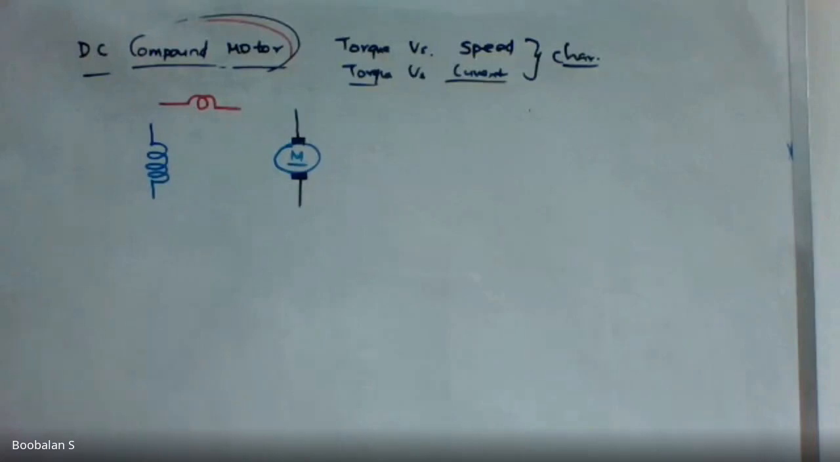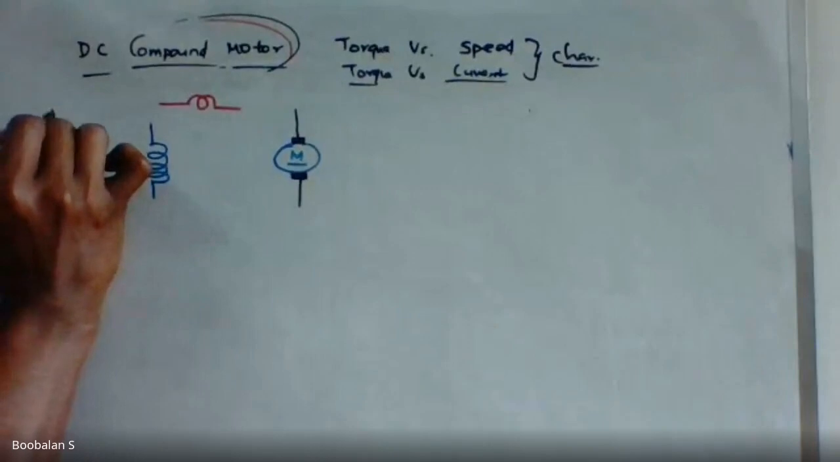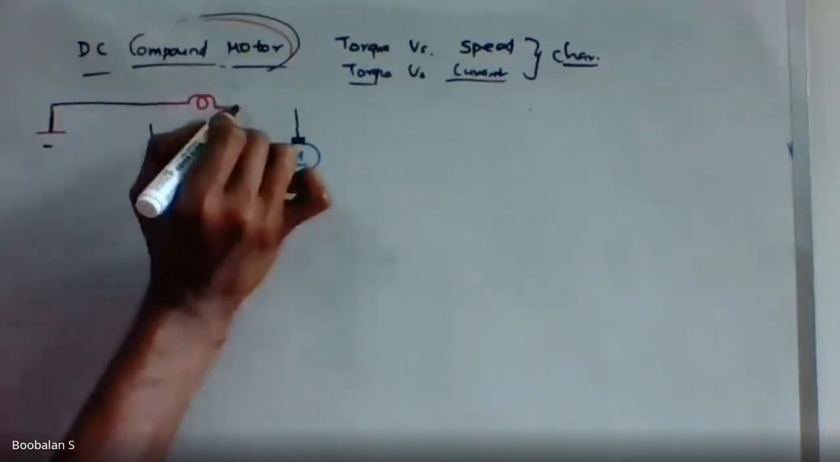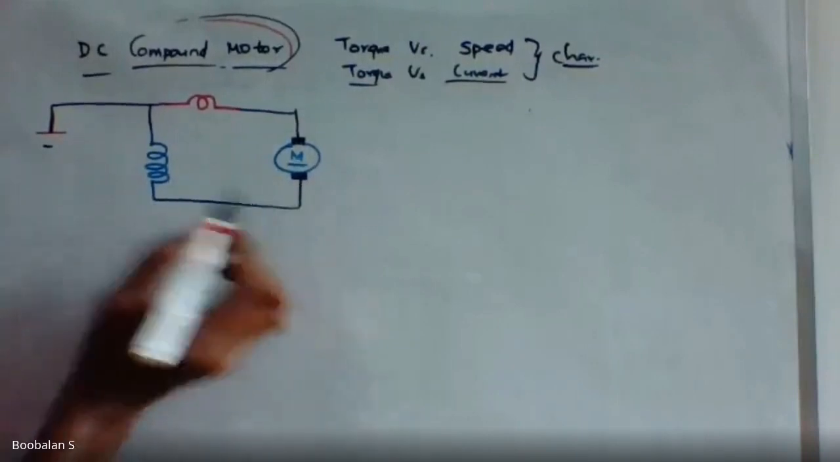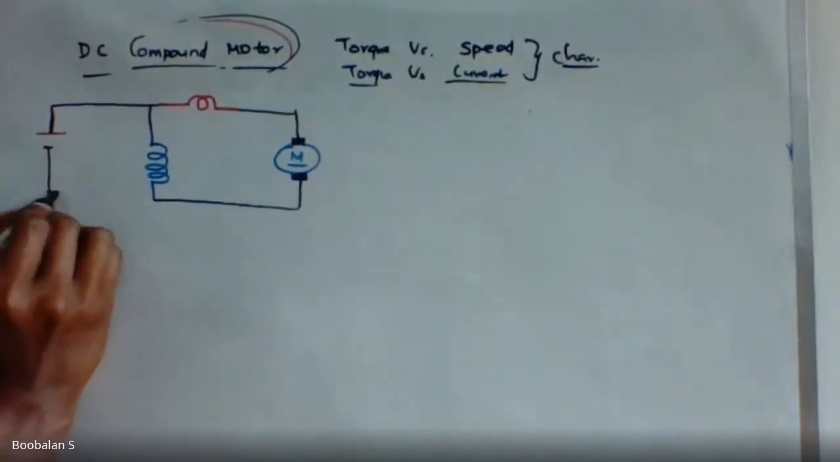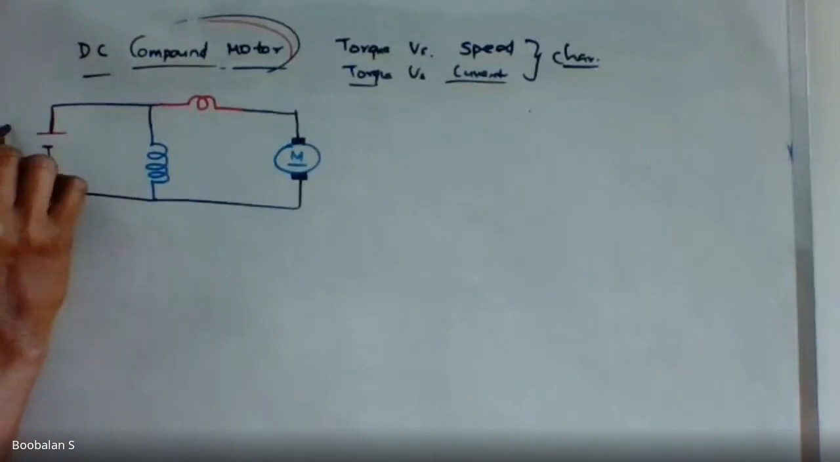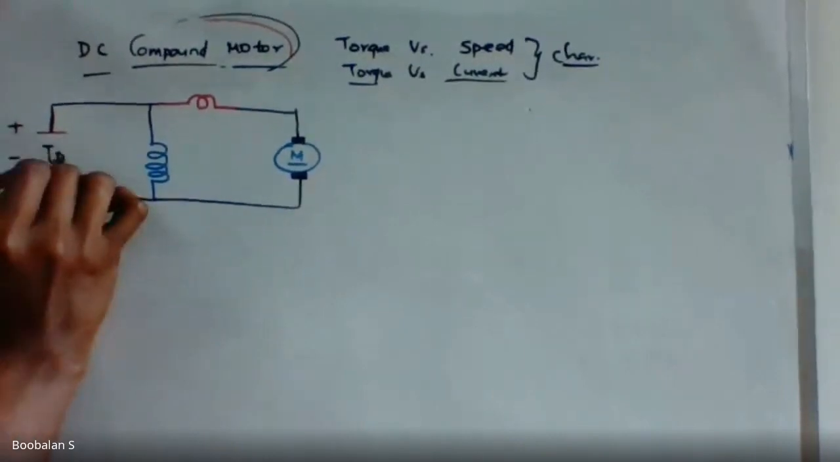This is my power supply. I'm going to connect my series coil and parallel coil. Both are connected, series as well as parallel, to the power supply. It's called plus minus DC input power.